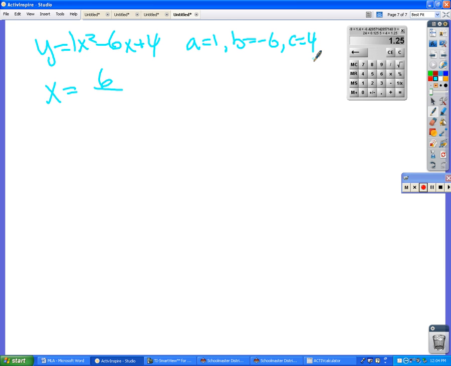Okay. So 2 times A is 2, correct? And 6 divided by 2 makes 3. So the x-coordinate of the axis of symmetry is 3. Okay, here's how you find the y-coordinate. And this is a little bit gross. Ew. A little bit gross.